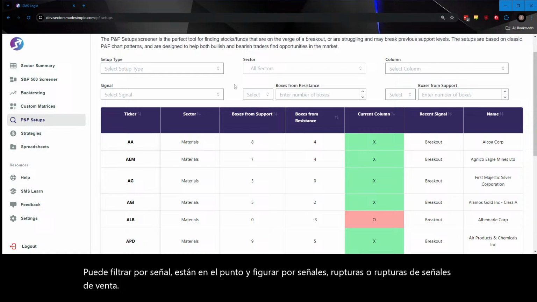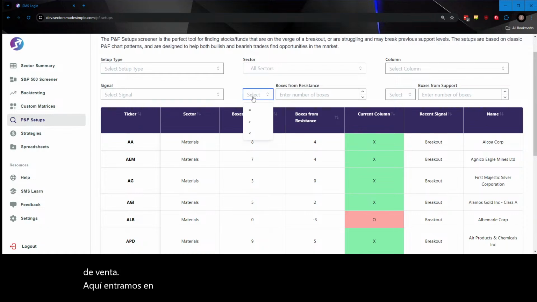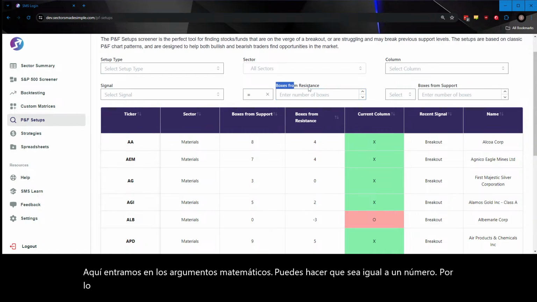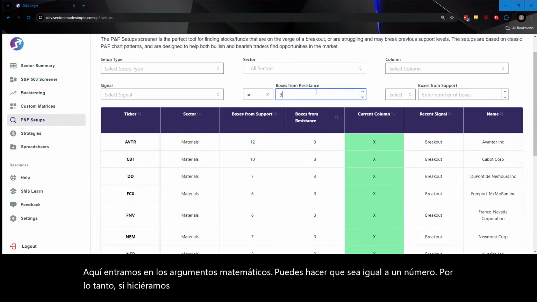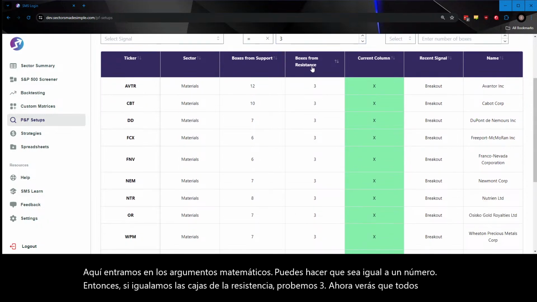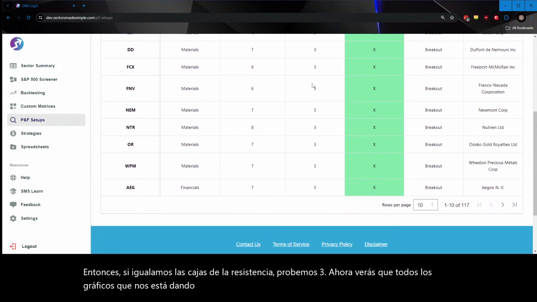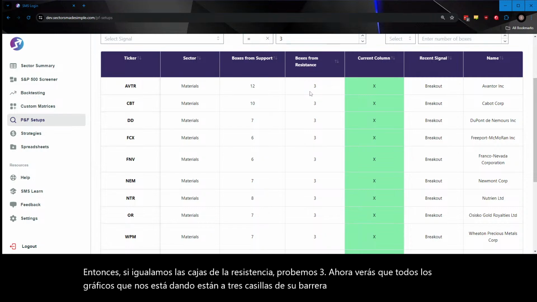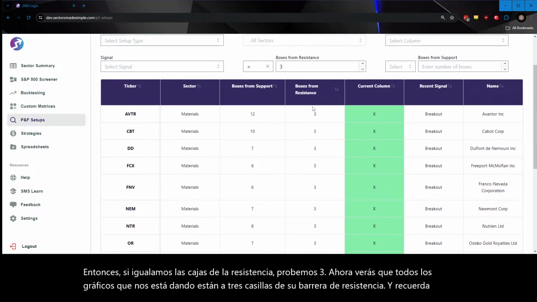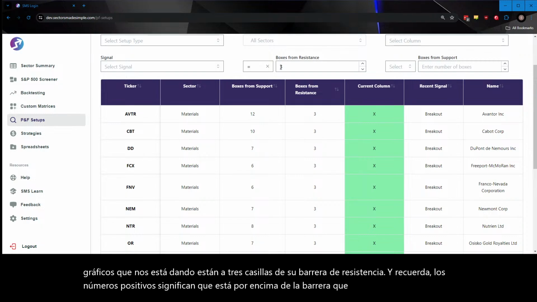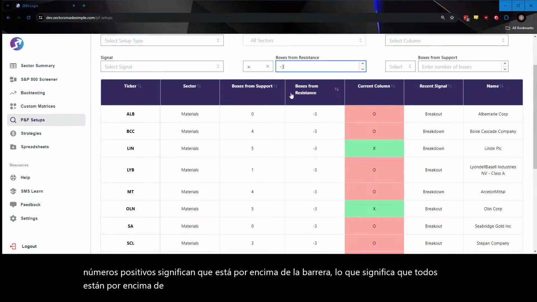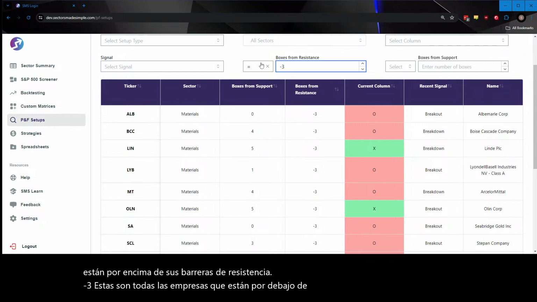And here we get into the math arguments. You can have it be equal to a number. So if we did equal to boxes from resistance, let's try 3. You'll now see that all of the charts that it is giving us are 3 boxes from their resistance barrier. And remember, positive numbers means it's above the barrier, meaning these are all above their resistance barriers. -3. These are all the companies that are below their resistance barrier by 3 boxes.